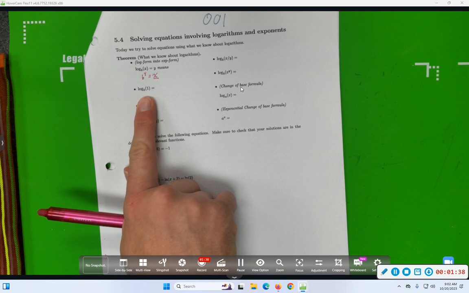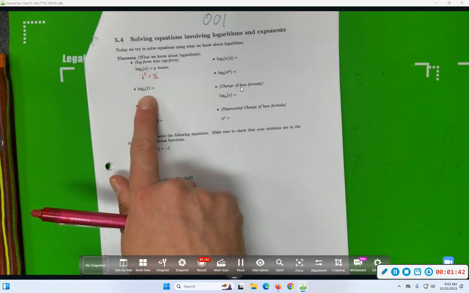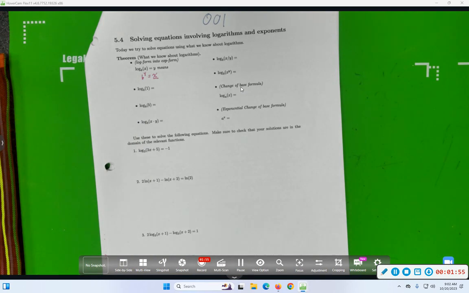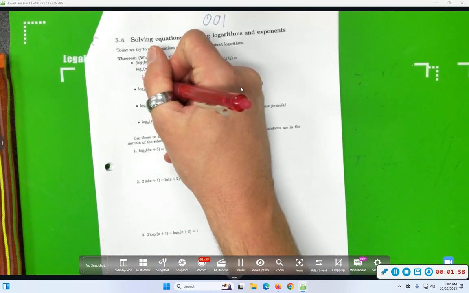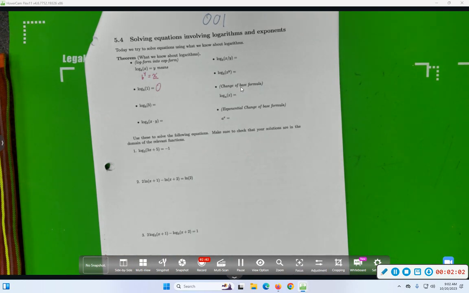Log base b of 1 is... I've heard some mutterings. Someone say something with confidence. 0. Log base b of 1 is always 0, because b to the power of 0 is 1. Log base b of b is excellent.